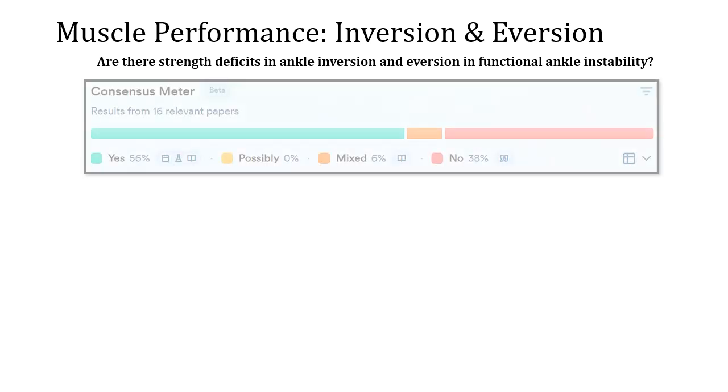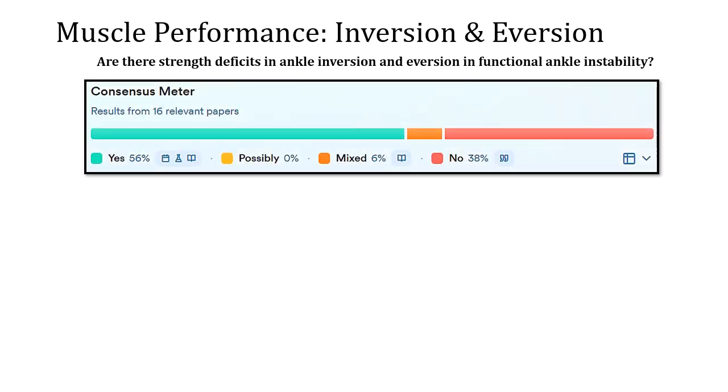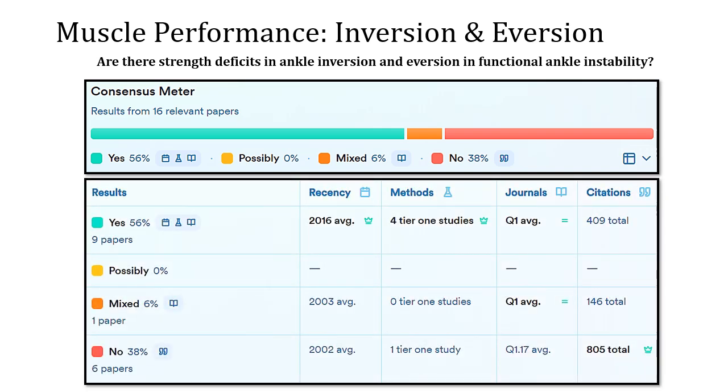And so when you look over the current evidence, 16 relevant papers, 56% of them say yes, indeed, that there are strength deficits in these muscle groups. 6% of papers say that there's a mix, so somewhat equivocal, and then 38% of them say no. But when you break it down further, you can see that the 56%, those 9 papers, are more relevant and more recent with a publication date on average of 2016.